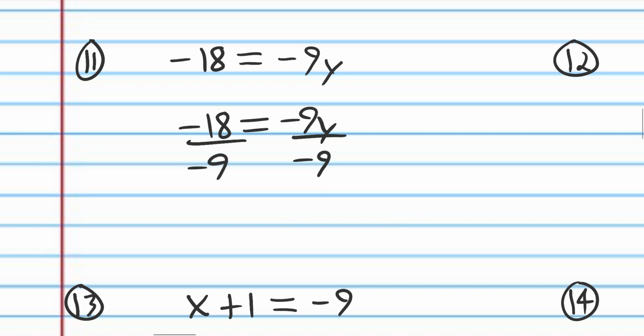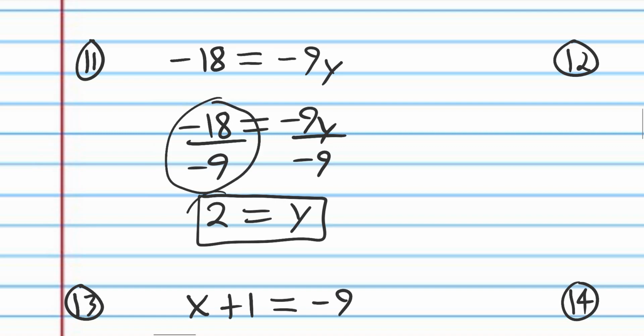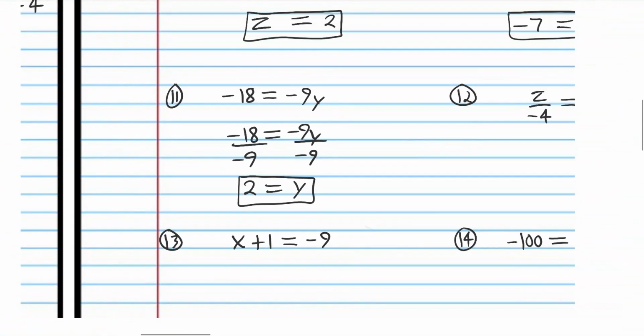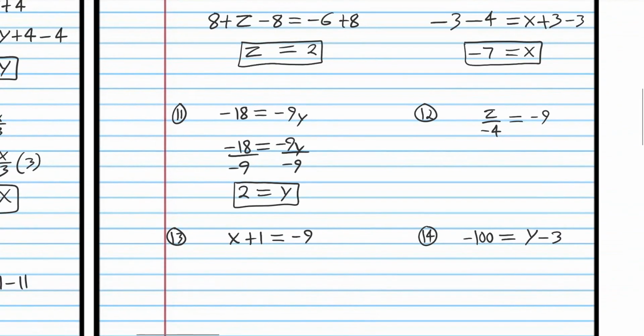So we divide, and these negative 9's cancel out, and you're left with y. And then negative 18 divided by negative 9 is 2. Remember, a negative divided by a negative is a positive. They're like signs, they like each other, so it's a positive situation. And whatever you do to one side of the equation, you have to do to the other side of the equation.